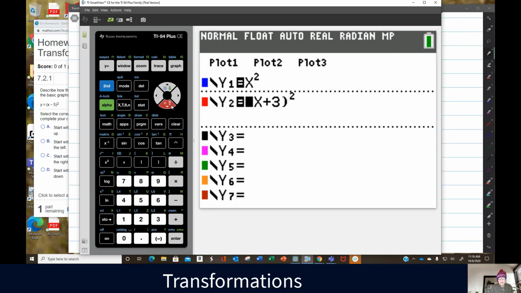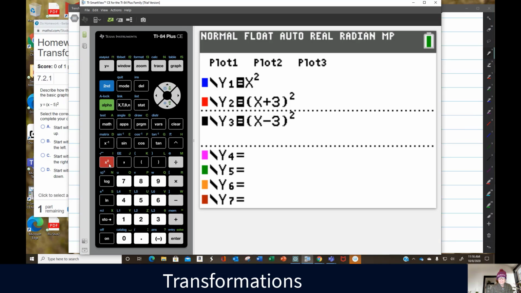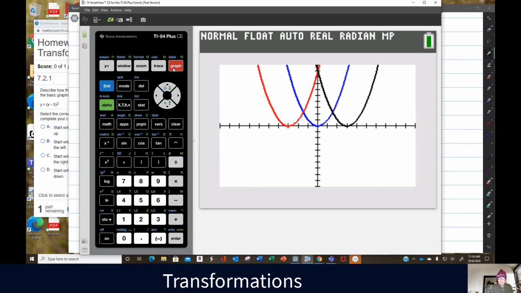Now, if I want to move to the right, watch what I have to do. Parentheses, x minus, not negative, minus 3, parentheses closed, squared. Now graph. Here's the basic graph. This is parentheses x minus 3 squared. That minus 3 in the argument actually moves the graph over to the right 3 units.